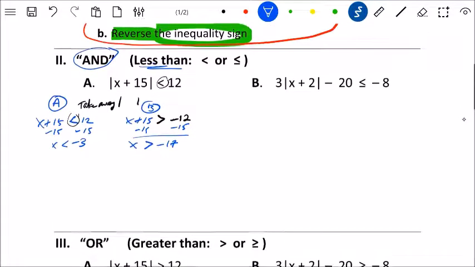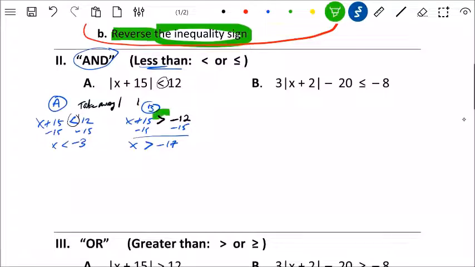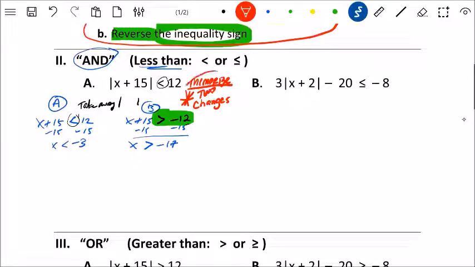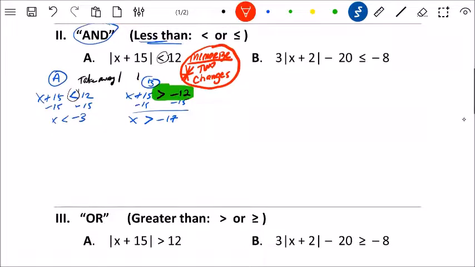So when you have this, I'm going to put this circled in green or something to show very important: two changes. You want to memorize this. Memorize two changes. Very, very important for this. Now I'm going to continue.